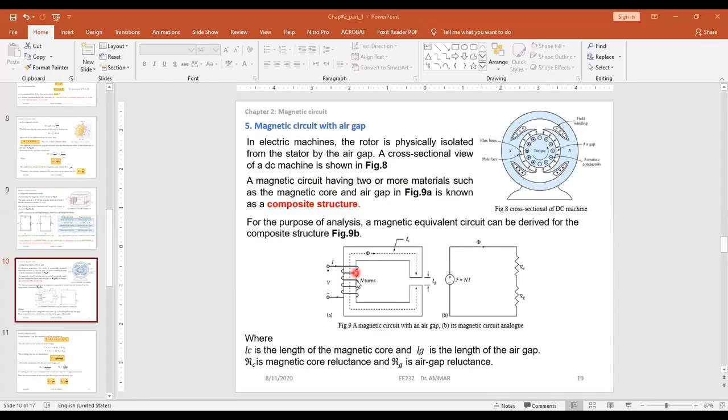What does this mean? Here in figure 9 you are seeing a magnetic core. The magnetic core can be made of different materials. These materials could be, for example, this piece iron and this piece another material. And this piece, which is the air gap, is air, so even the air can be considered as another material.